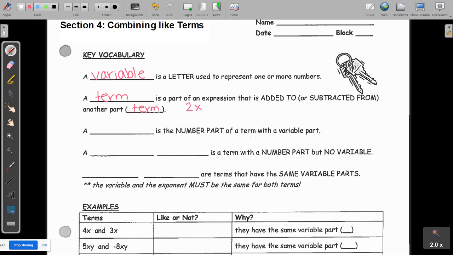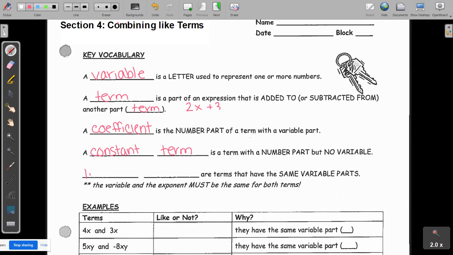So 2x plus 3, 2x is one term and 3 is a second term. A coefficient is a number part of a term without the variable. So if we look up here for 2x, the coefficient here is 2. A constant term is a term with a number part but no variable. So 3 is our constant term.